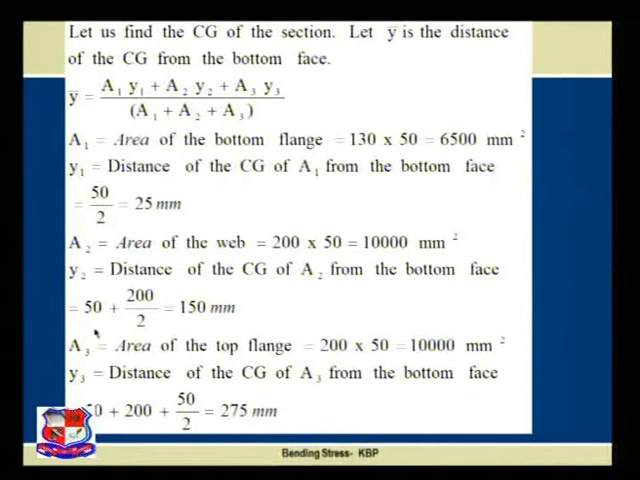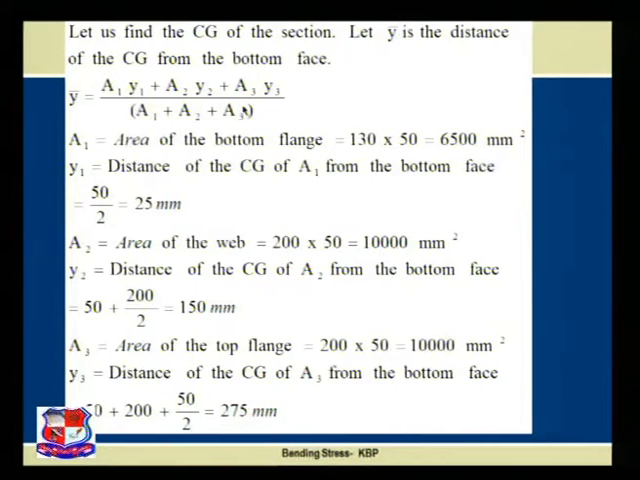By 2 plus 50, that is 150 mm. A3 is the area of the top flange, that is 200 multiplied by 50, 10,000 mm square, and Y3 is the distance of the CG of the A3 from the bottom face, that is 50, the thickness of the bottom flange, plus 200, the available web thickness, plus 50 by 2, the thickness of the flange divided by 2, that is 275 mm.